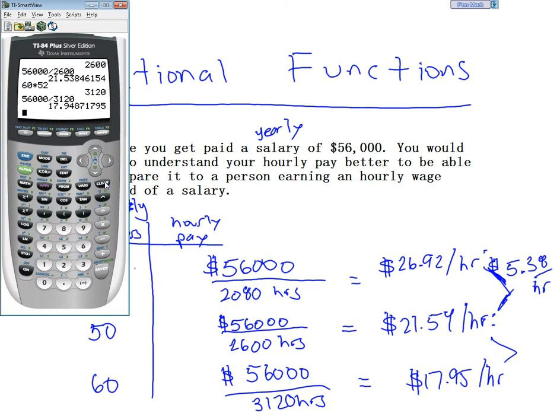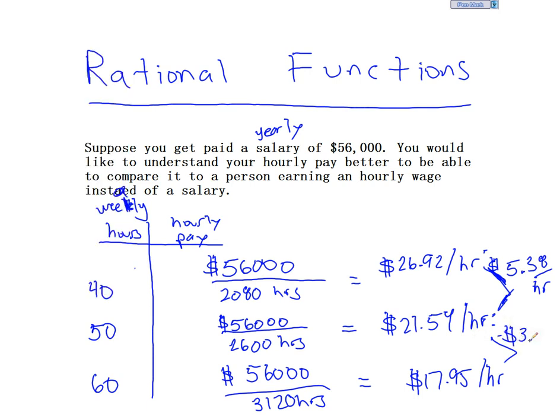Again, you can see that drop is still pretty significant, but $17.95 minus $21.54 will give us a negative, telling us how much the drop is. The drop was by only $3.59. So we notice that the rate of change is not constant.